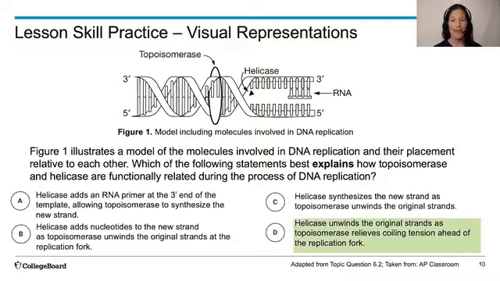So drum roll and D. Helicase unwinds the original strands as topoisomerase relieves coiling tension ahead of the replication fork. So we're looking at the functions of those two enzymes and how they work together.